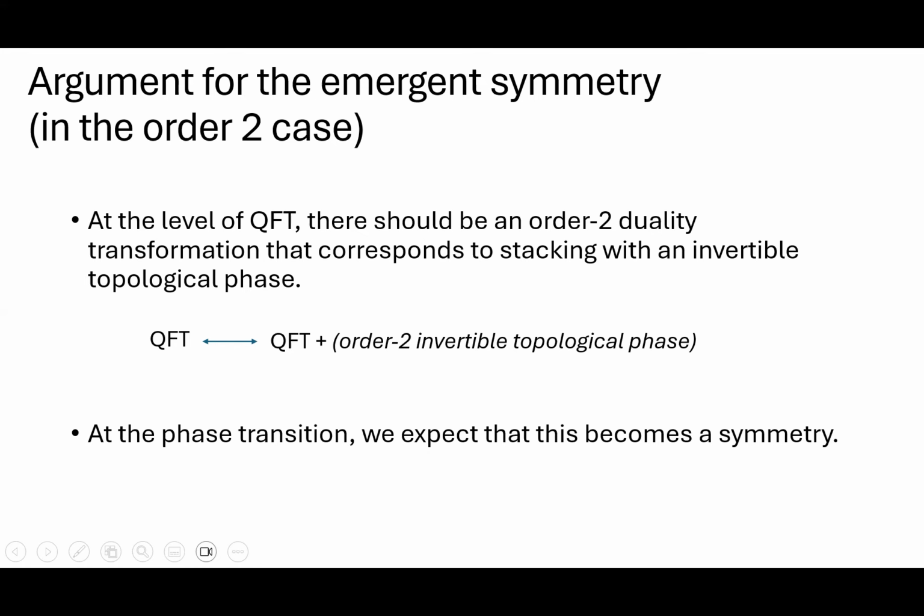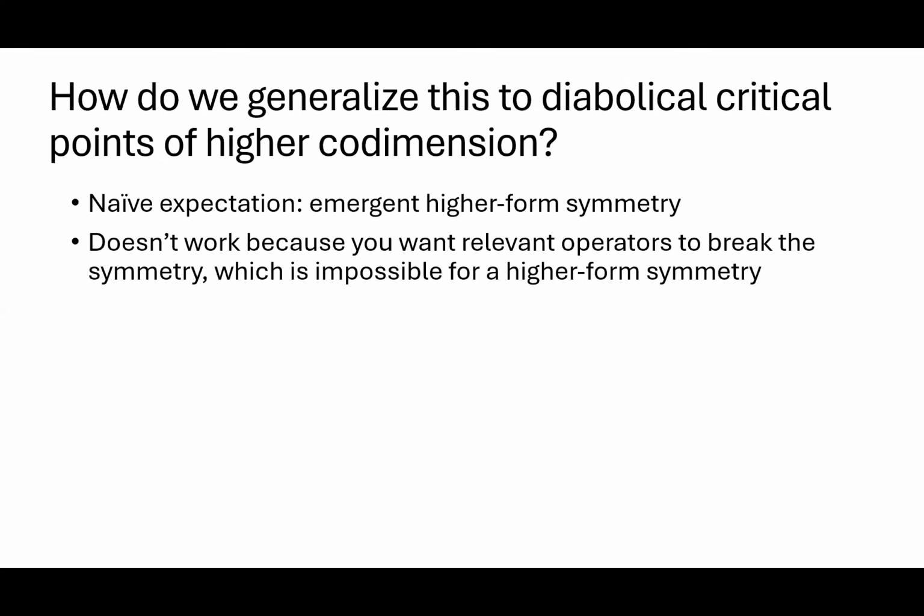So we expect there to be a similar story for these diabolical critical points. But how would that happen? The naive expectation, which is what I kind of thought would happen when I first started thinking about this problem, is that instead of emergent zero form symmetry, you should have emergent high form symmetry because it's associated with defects of higher codimension. But that doesn't work because the whole point of this scenario is that we want to say that there's some emergent symmetry at the critical point, and then you add the relevant operators and it breaks the symmetry down to something else.